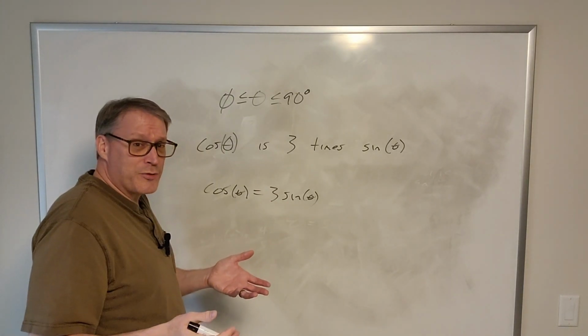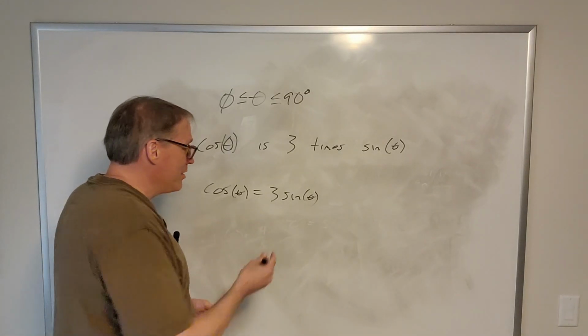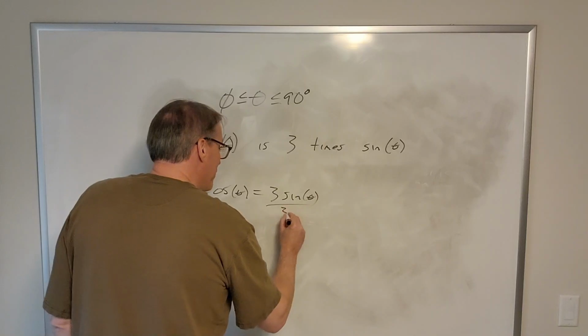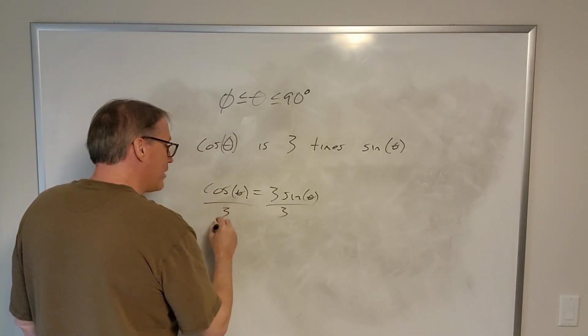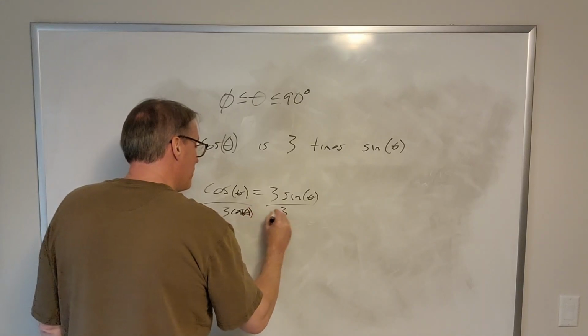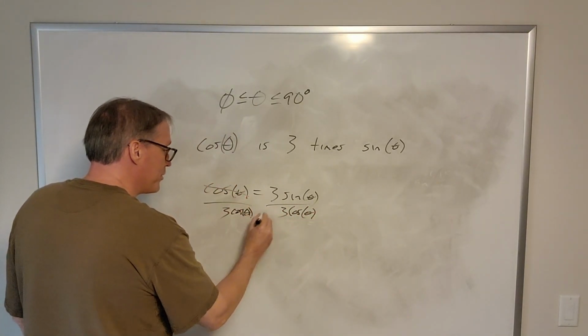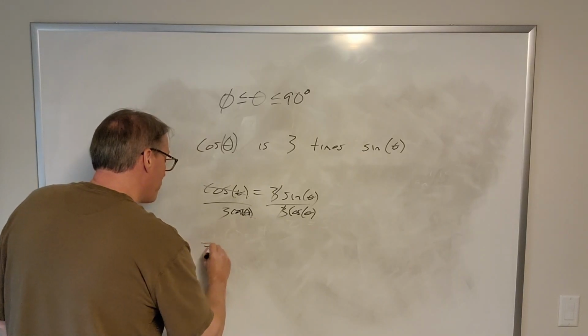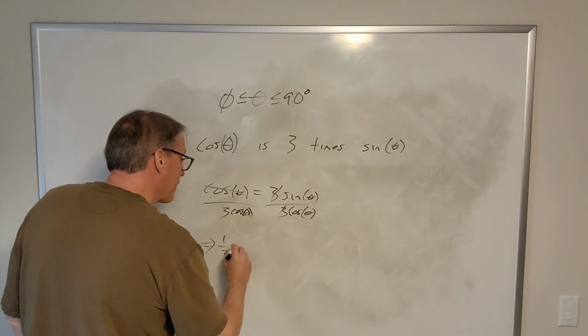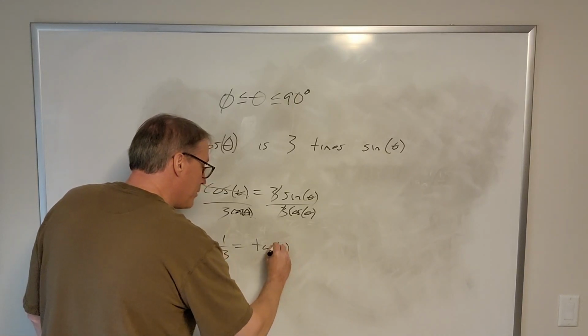You might have a cotangent inverse on your calculator. I don't know if I do, so I'm going to go with just tangent. So let's divide both sides by 3, and let's divide both sides by cosine. Cosines cancel here, 3's cancel here. We're left with 1 over 3 equals sine over cosine, which is tangent of theta.